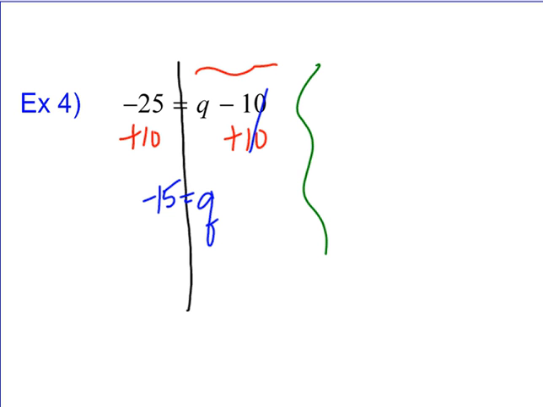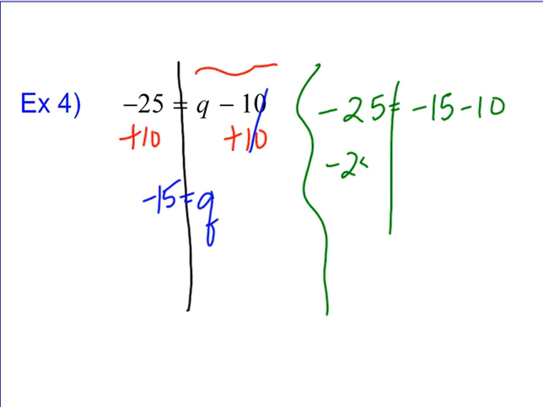Again, we're going to check our solution. Negative 25 equals negative 15 minus 10. Negative 25 equals, and negative 15 minus 10 is also negative 25. Because they're exactly the same, this is our answer. Now let's take a look at some of the other operations a little bit.